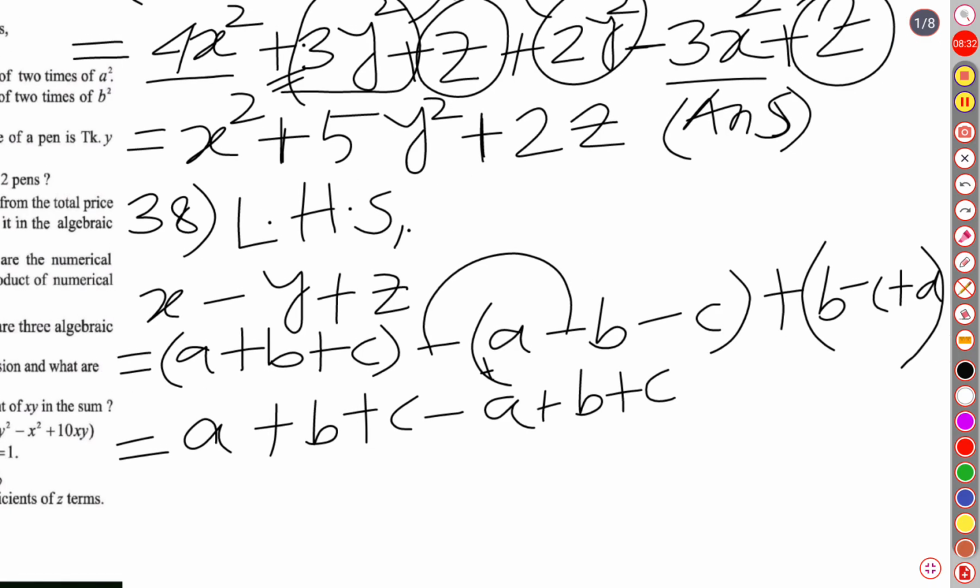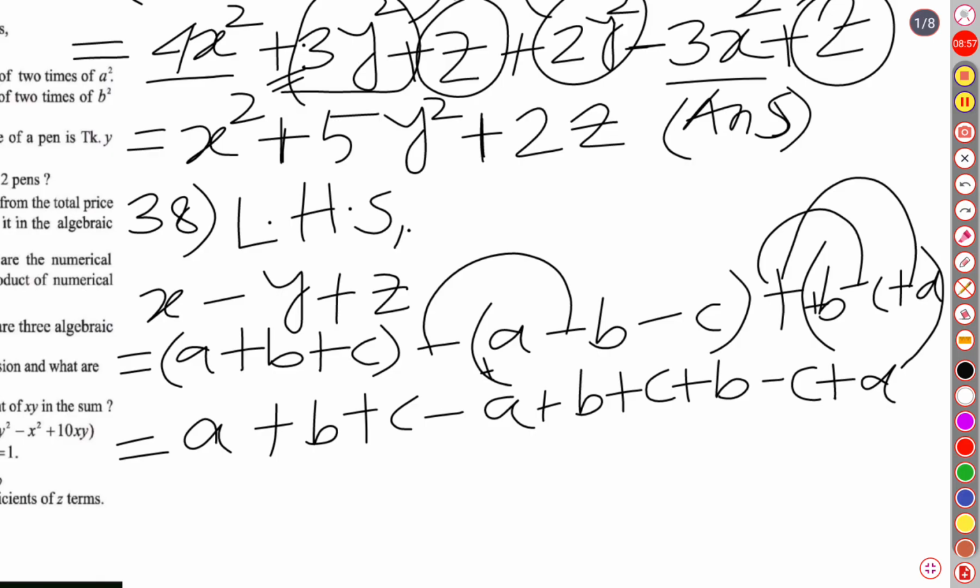Let's talk about the next part. Inside the bracket there is invisible plus, outside the bracket also plus. The symbols are same, so it will be positive b. And in front of c there is negative, whereas outside the bracket there is positive. Symbols are different, that's why it will be negative c. In front of a there is plus symbol, outside the bracket also there is plus symbol. Symbols are same, so it will be a.